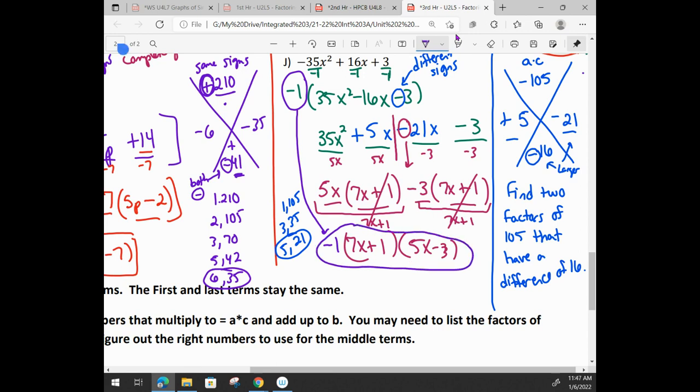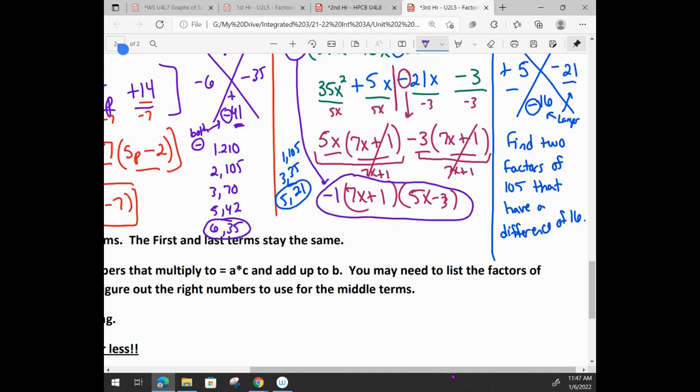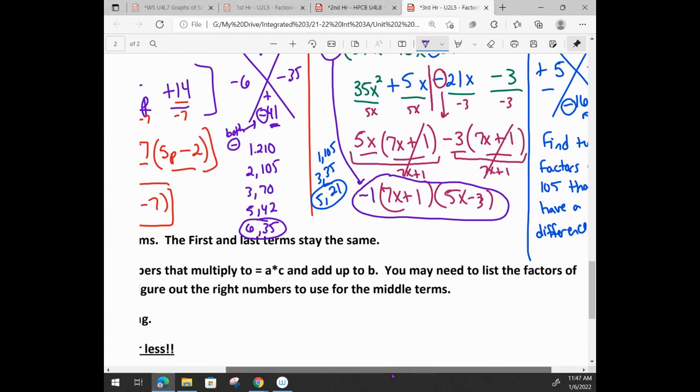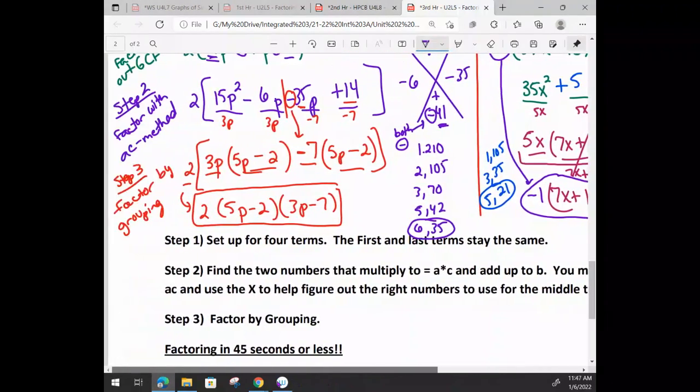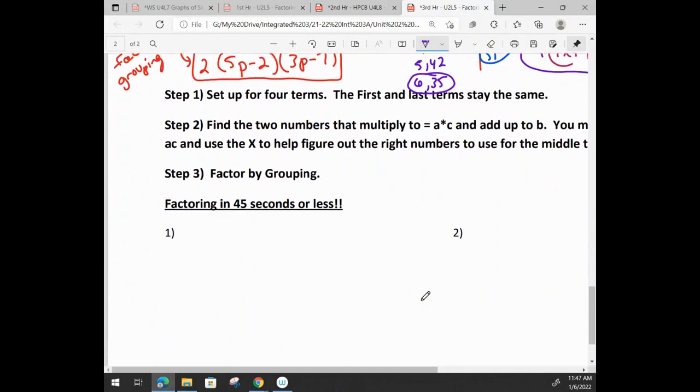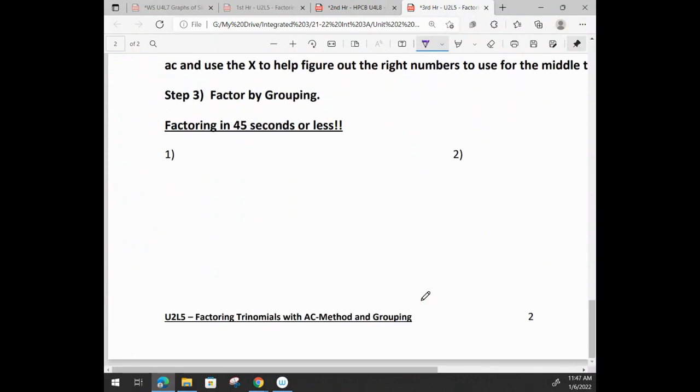All right, so the ones that I'm giving you are not going to be multi-step. They're not going to have anything to be factored out in the beginning, but they are using the AC method. They are going to be trinomials with an A value that's not 1. So we ready? Okay, pencils ready.